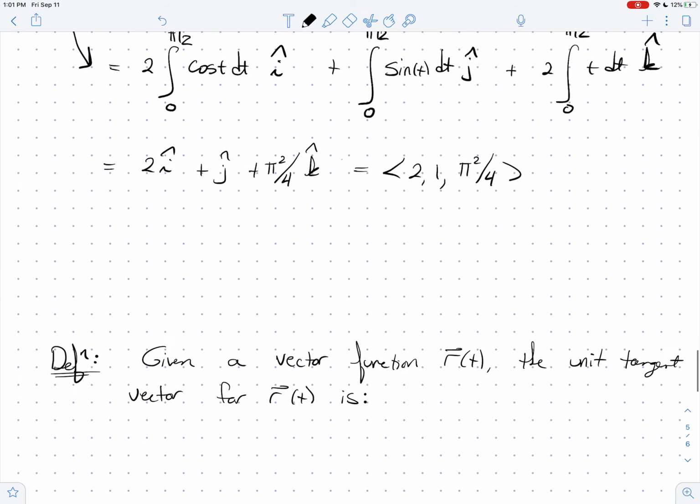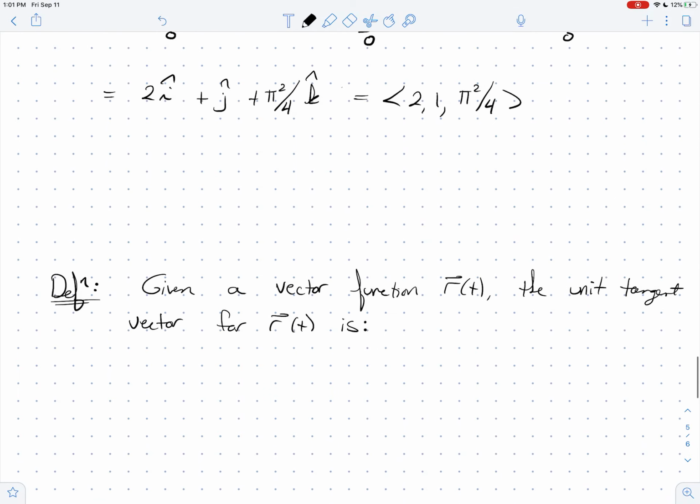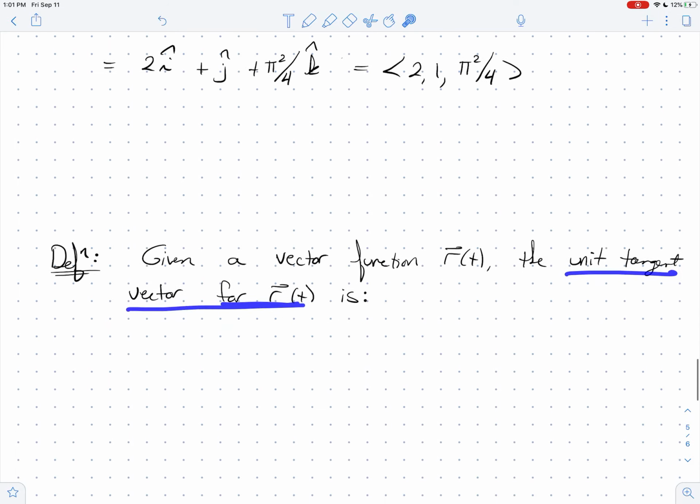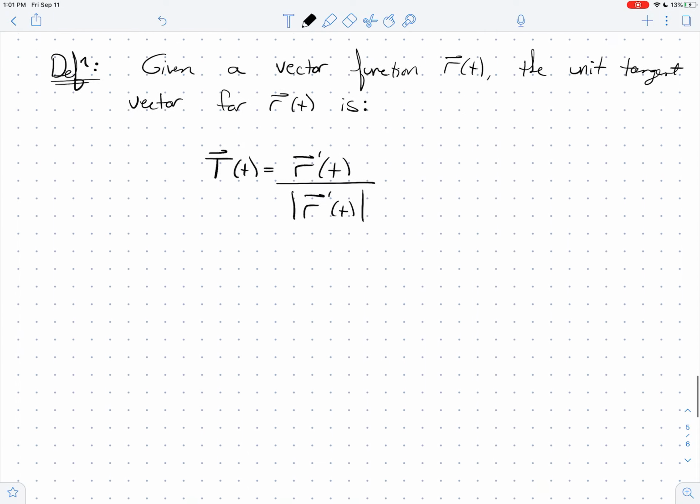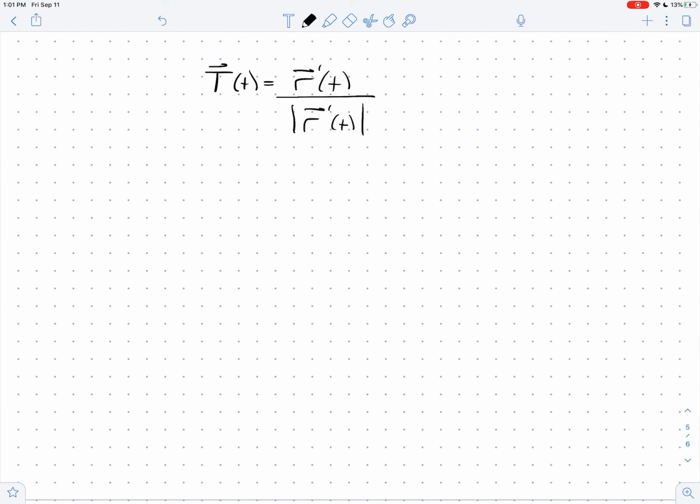Last thing in this video, given a vector function r of t, the unit tangent vector for r of t is, well, first off, notation. We're going to use big T for this, so big T of t. And this is exactly good old r prime of t, but then you want to divide out by the length of r prime of t as well. So let's just do a quick example of this. I think I said I was done, but I'm going to squeeze one more example in.